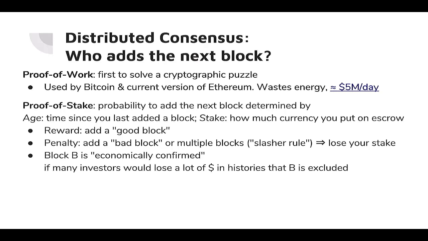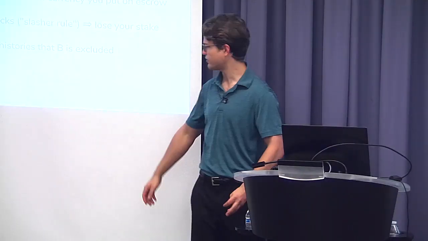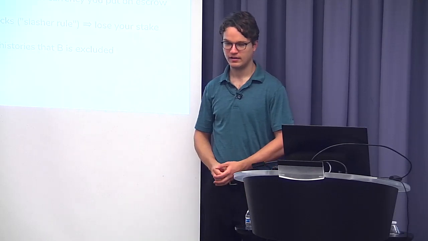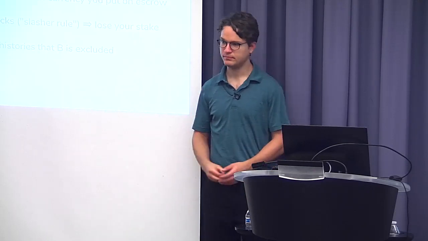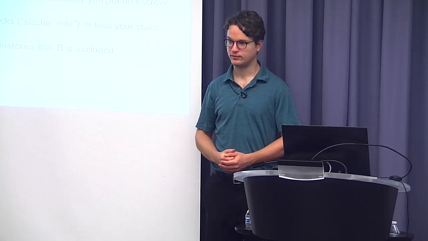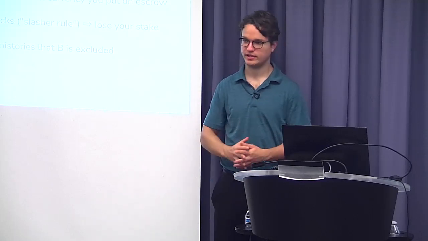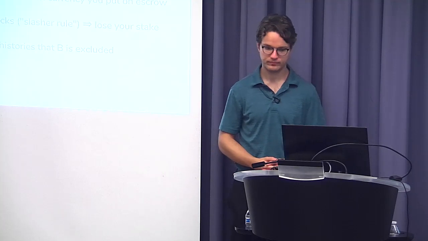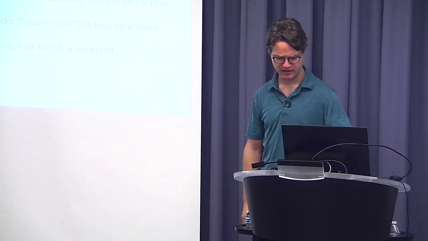So here the concept of confirmation changes a bit. We say that a transaction is economically confirmed if a lot of investors would lose their deposits on histories where that transaction is excluded. So it's a different kind of confirmation. Instead of the 6 confirmation rule, we actually use a dollar amount. And people can decide what threshold is the right threshold for deciding that your transaction really is in the blockchain. All right, that's the major point.